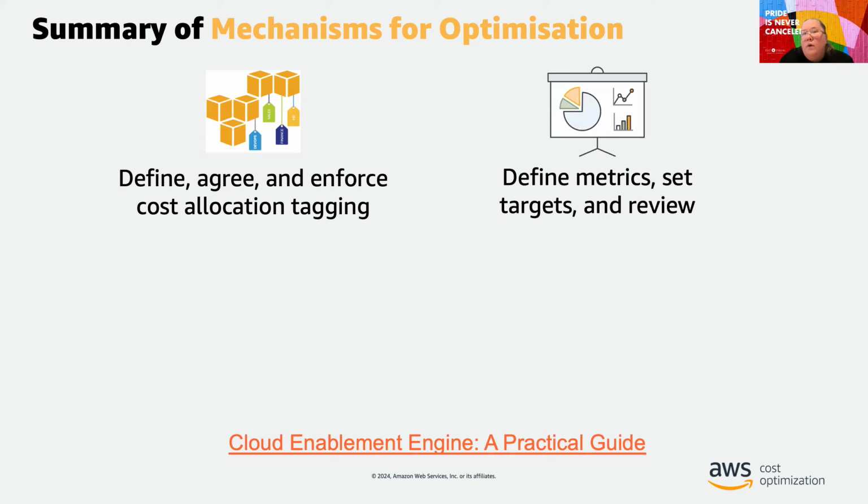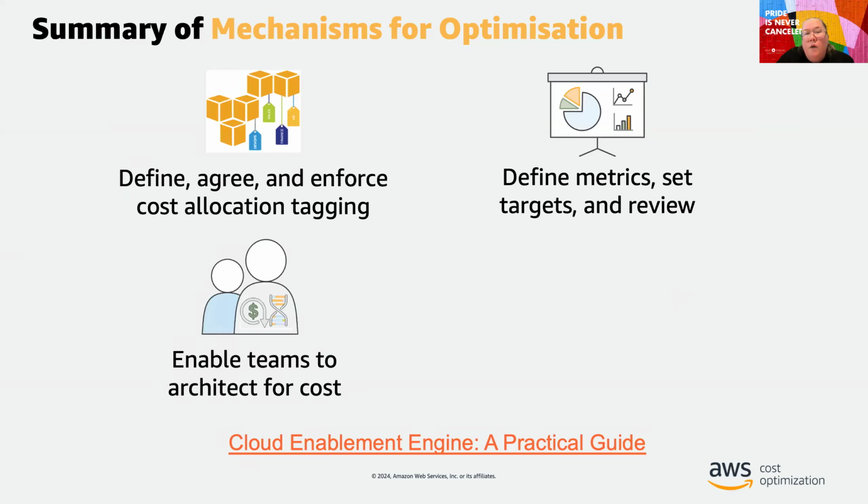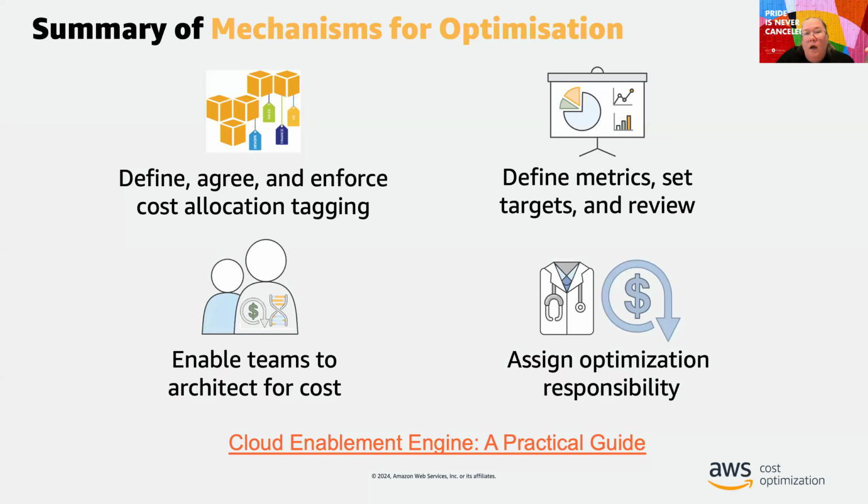The second is that you define metrics and set targets and review how those behave. So metrics of what's the expected allocation for CPUs or our average CPU usage. Set targets for when we are hitting the maximum range, like how do we want to scale up, and review also the numbers that we are seeing, both on the performance side and the cost side. And also, you need to enable your teams to architect for cost. So they need to understand what things will affect and impact your cost. And then you also have to assign optimization responsibility.